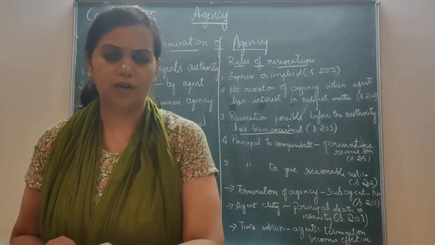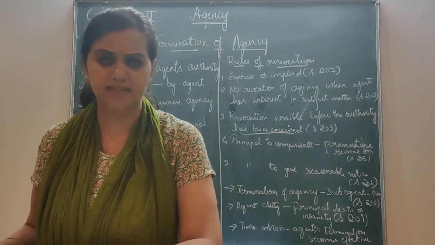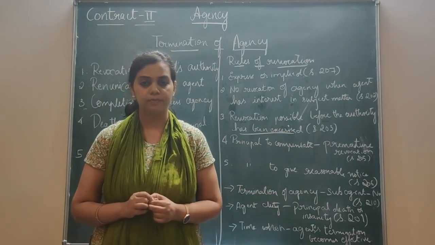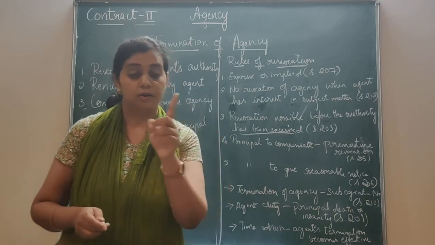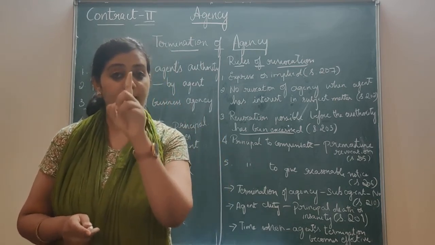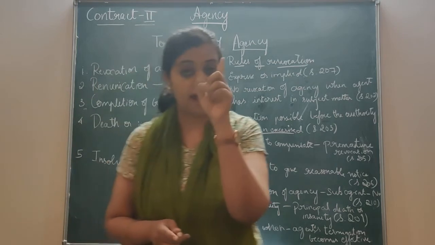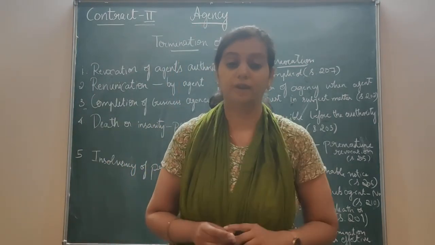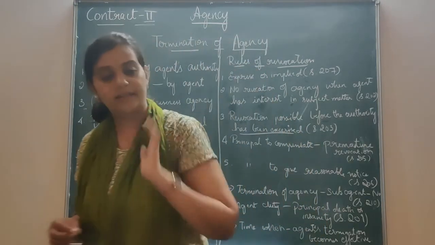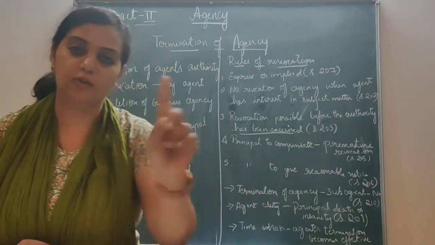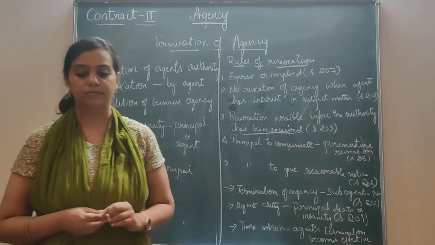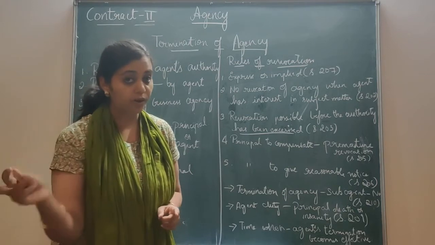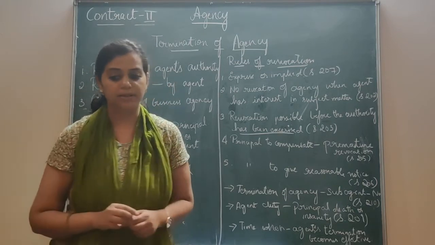Clear? So before the agent enters into that business transaction, the authority can be revoked. The principal has the authority to revoke it. He can cancel it or say stop, don't proceed further. In case the agent has already entered, then the revocation is not possible, so it binds the principal. But if it is before the agent is entering, then it does not bind the principal.